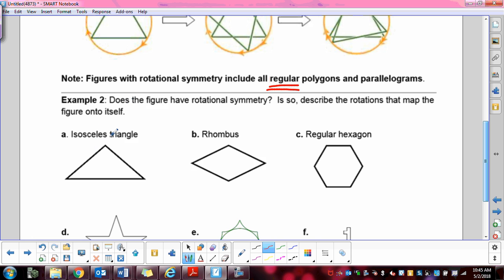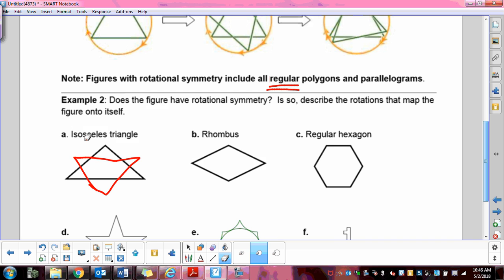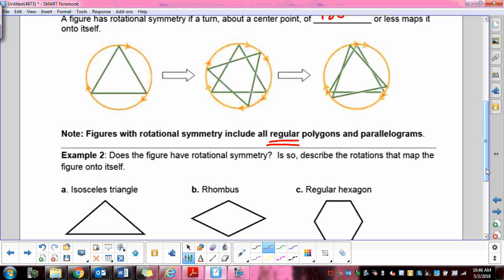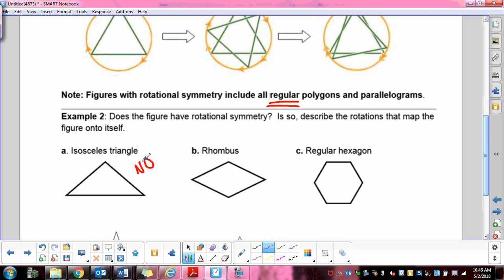So if we rotate an isosceles triangle upside down 180 degrees, it'll look like this, right? So it doesn't really look like itself. If it was an equilateral triangle, it does have rotational symmetry, right? These do have rotational symmetry, but this one does not. A rhombus does. If you rotate it 180 degrees, it's going to look like itself. A regular hexagon does. Yes.